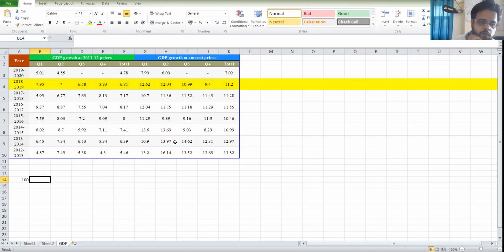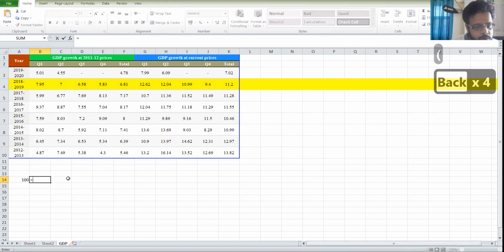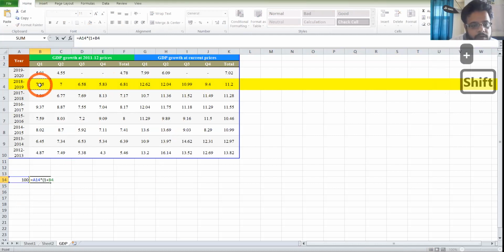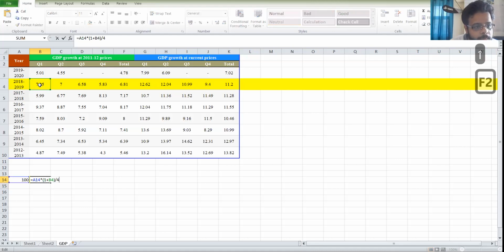This year, in the first quarter, my GDP growth rate was 7.95% per annum. So what I'm going to do is increase this by one quarter. However, this is an annual figure, so I'll have to divide it by 4. And I forgot to put on the percentage sign because the percentages are not written here. So this will have to be divided by 100.